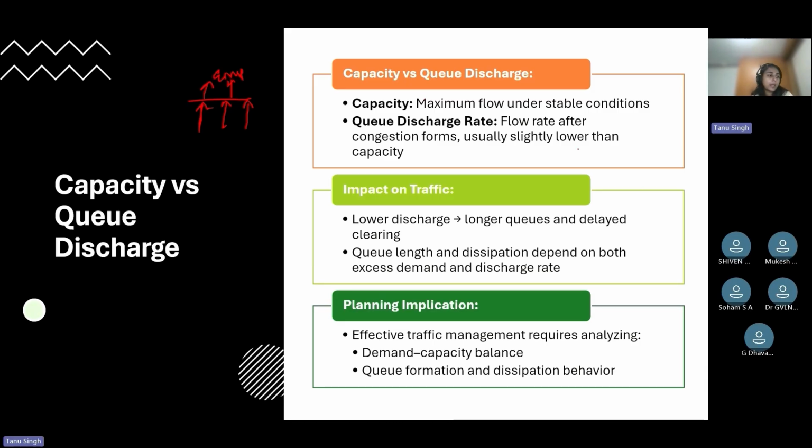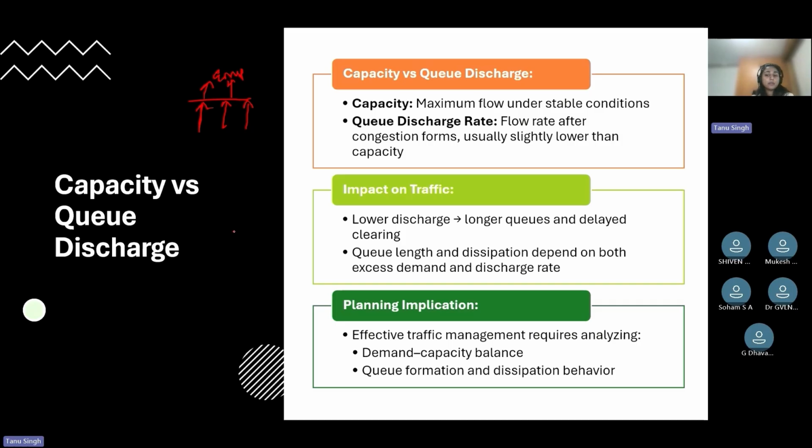Then coming to the impact on the traffic: a lower discharge rate means the rate at which the Q is moving forward is less, which means longer queues and delay in clearing. Queue length and dissipation depend upon both demand and discharge rate. Okay, so these are the impacts on the traffic.